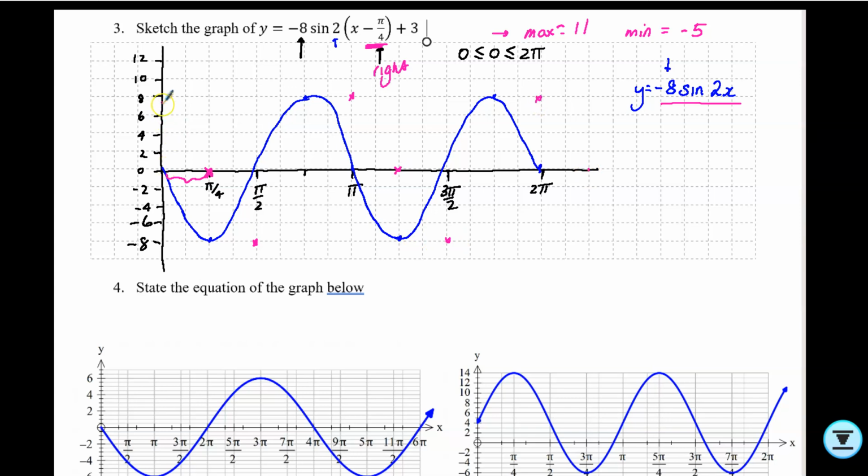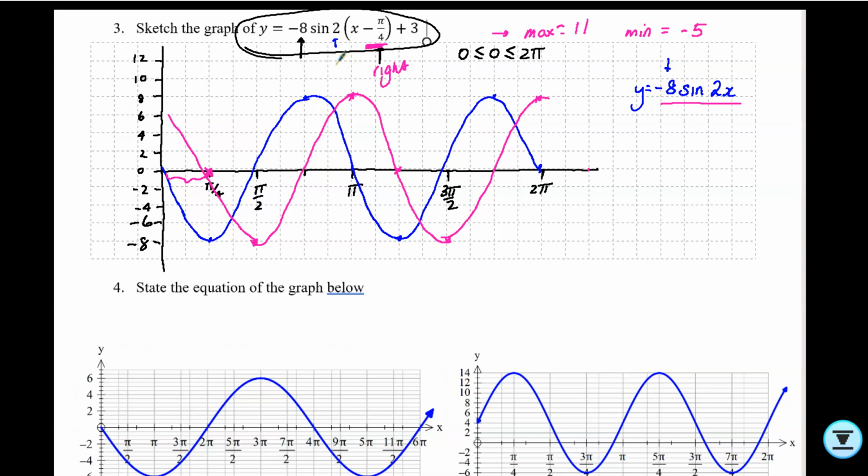Nice and smooth. I think we've got the gist now. To get to my final product, which we'll do in black, what do I have to do? Just move every one of these pink dots up by 3. So I'll leave you to do that.